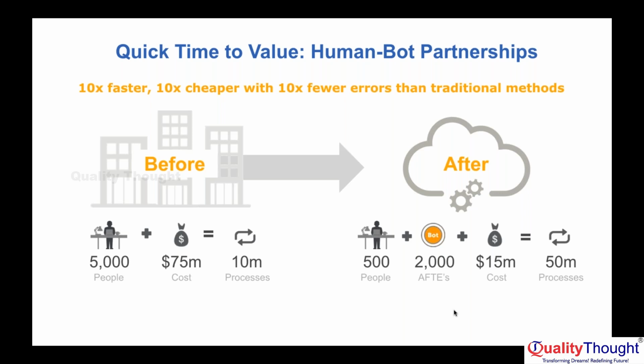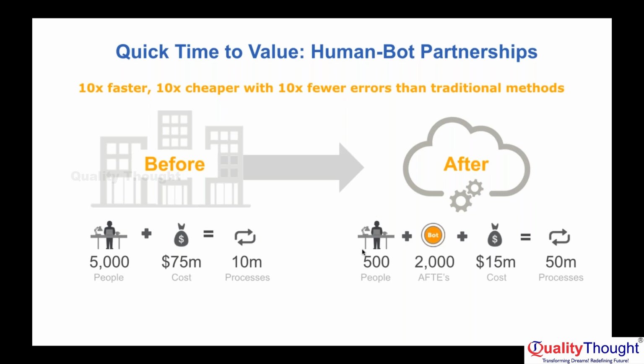So if you see, earlier, before these robots were in place, if you had 10 million processes to be completed, you usually needed 5,000 people working for a month, at a cost of some $75 million, is what they say. But after the robots have come, these 5,000 people have come down to 500 people.